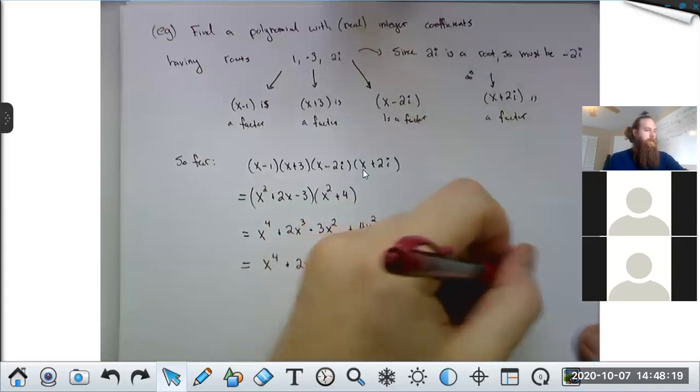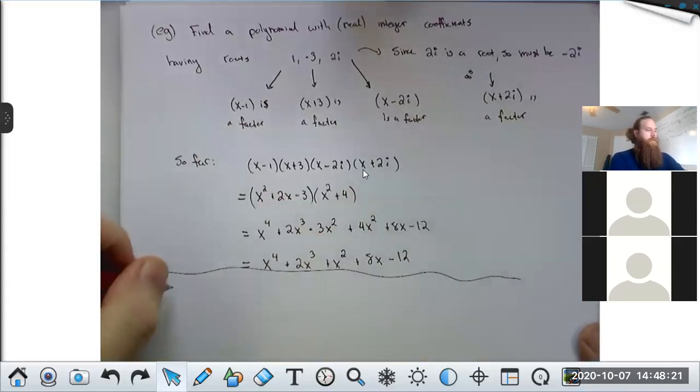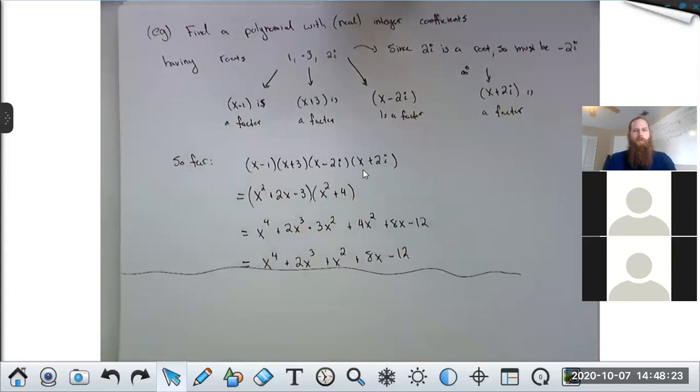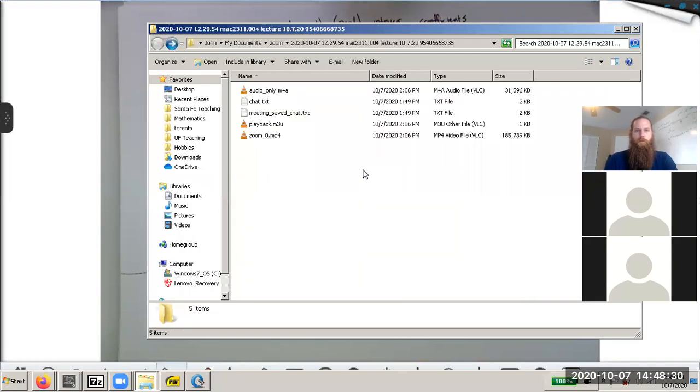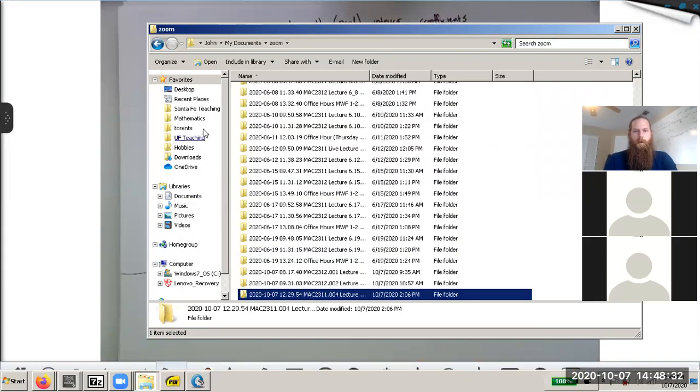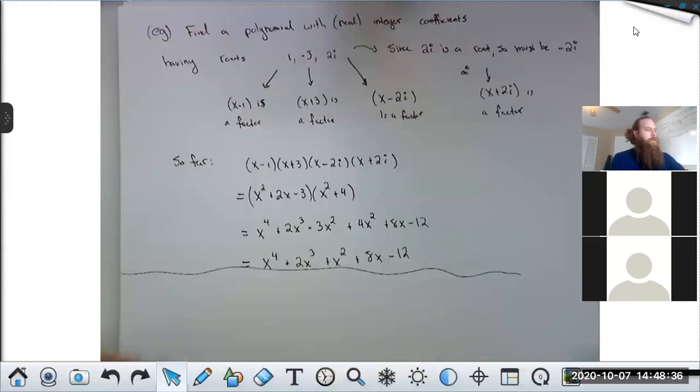So, the next topic is rational functions. And I have to remind myself what section this is in the book. Oh no, and I'm on my home computer, so I don't have that. All right.